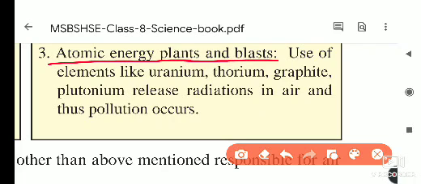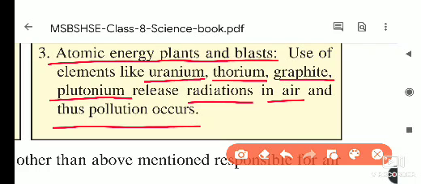So here they gave us the use of elements, and which are those elements? If you see the names of these elements, they are uranium, thorium, graphite, plutonium. They release radiations, meaning these are radioactive substances. Why are they radioactive? Because these substances' nuclei are unstable, and that's why they emit different kinds of radiations. We will study this in the further classes, but these are radioactive substances, and they cause air pollution.